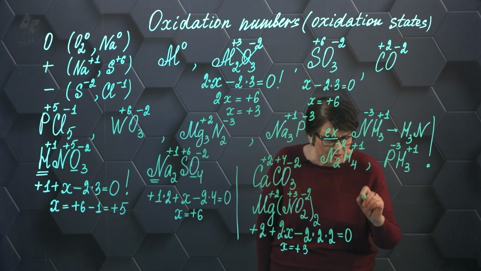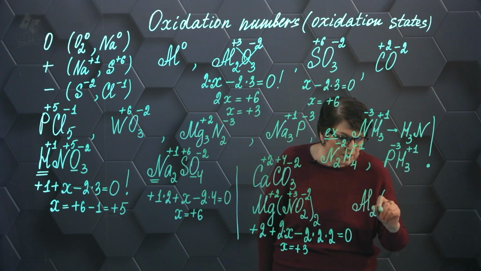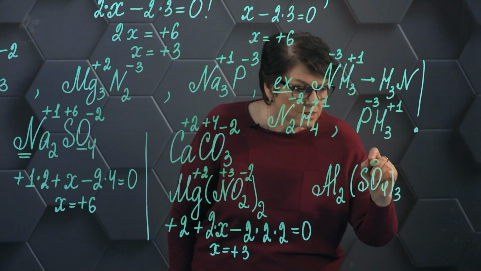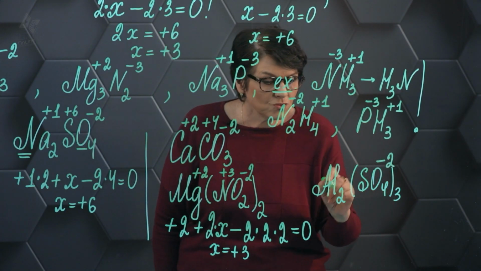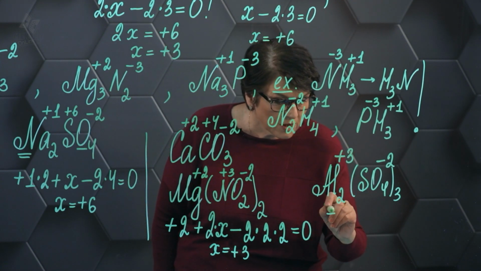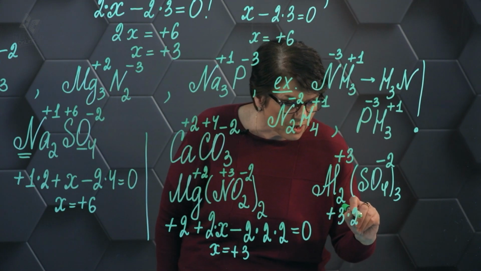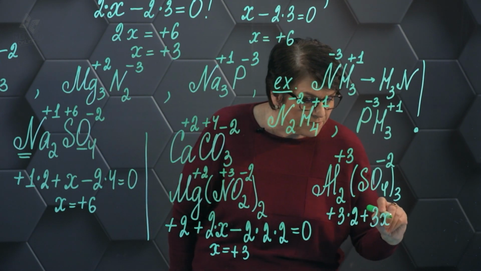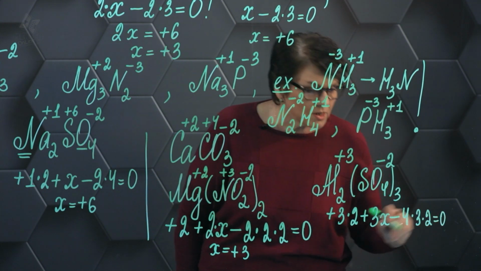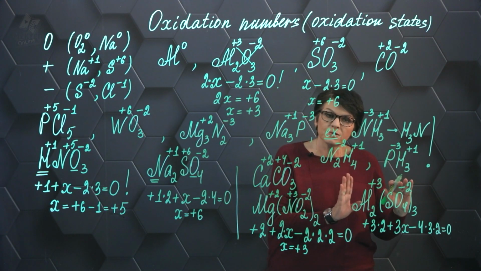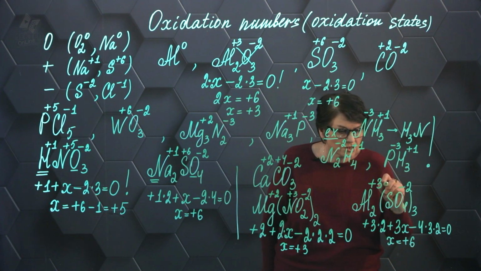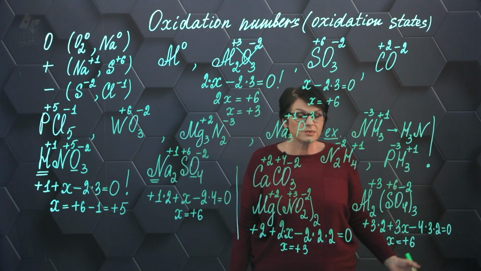So another example, aluminum sulfate, Al2(SO4)3. So if we do the math here, oxygen -2, aluminum would be in group 3, so +3, and then we do the math: +3 times 2, plus 3 times x, minus 4 times 3 times 2, and the total is 0, so we always equalize to 0. And then from there, x equals +6. Therefore, this is the calculation for sulfur.